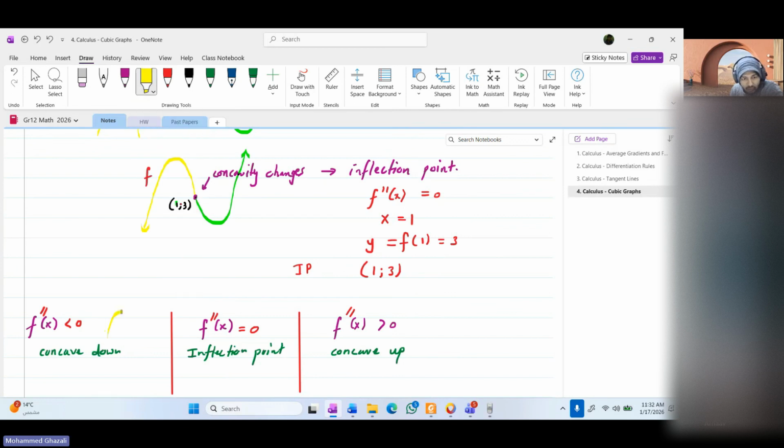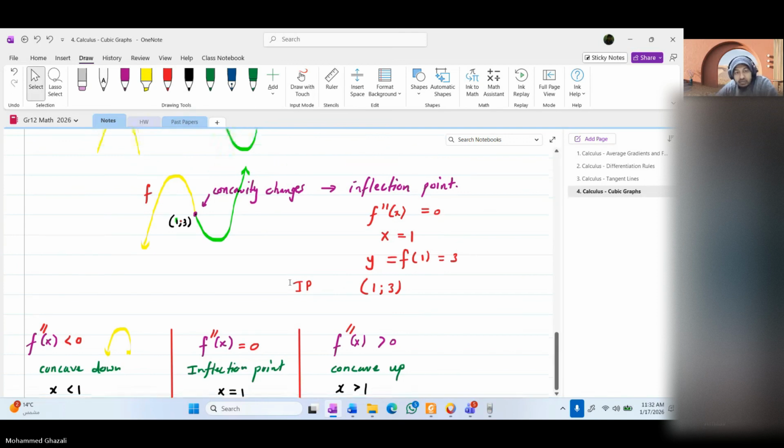We're looking for all of this. When does all of this occur? When the x value is less than 1. When is the inflection point? When the x value is equal to 1. When is it concave up? When it is greater than 1. Are we good? Does that make sense? Yes. So what did we learn?